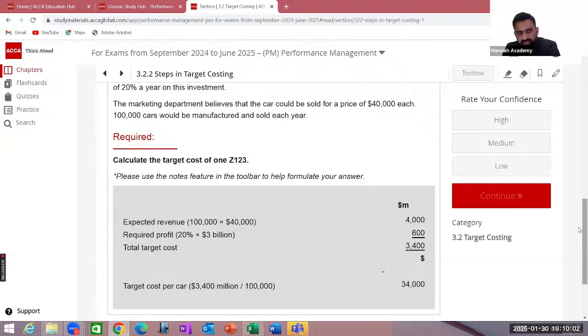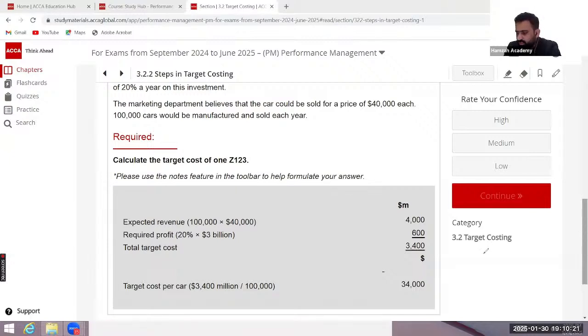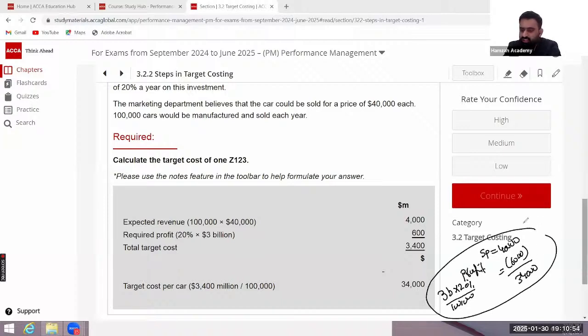Alternatively, you can do it per car as well. Your sale price is 40,000, and your target profit would be 20% of 3 billion divided by 100,000 cars. And that will be $6,000 per car, and you will achieve 34,000 as your target cost. Alternatively, you can do the calculation this way. Sale price per car is 40,000. Your desired profit, if you want to earn, is 20% of 3 billion US dollars, and you are going to produce a total of 100,000 cars. So 6,000 per car is the desired profit margin, and your target cost per car would be 34,000. It can be done in this way as well.